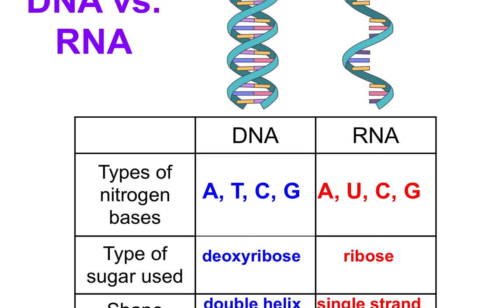So there are some differences between DNA and RNA that we should note. DNA has adenine, thymine, cytosine, and guanine, while RNA has adenine, uracil in the place of thymine, cytosine, and guanine. The sugar is a deoxyribose sugar in DNA, and it's a ribose sugar in RNA. The shape of DNA is a double helix, and in RNA, it's a single strand.